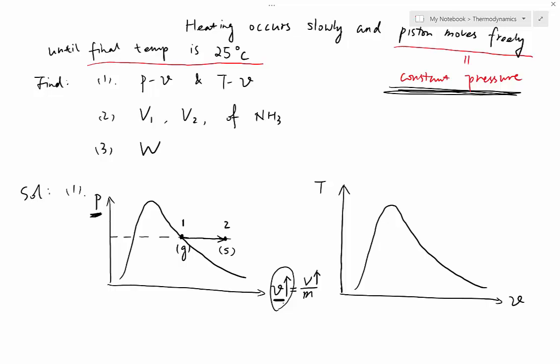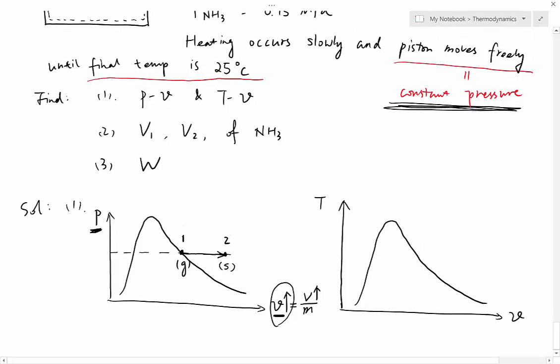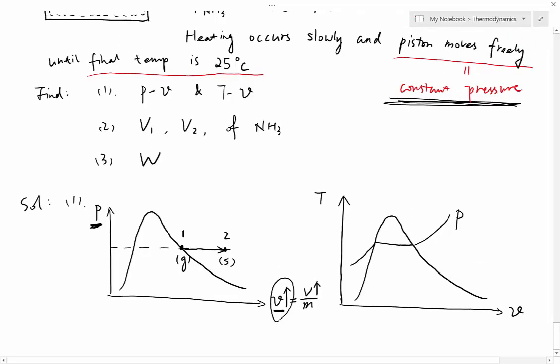Next, let's sketch the T versus nu diagram. This is a constant pressure process, so on this T versus nu diagram, just like before, we need a constant pressure line. This is a constant pressure line, meaning every point on this line has the same pressure. So 1 to 2, this whole process must happen along this constant pressure line.